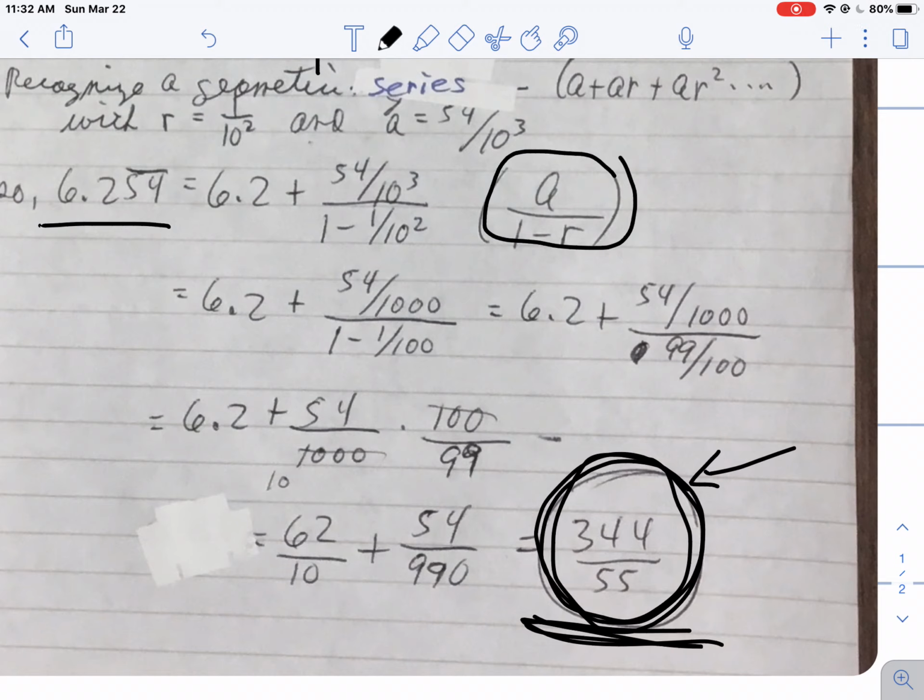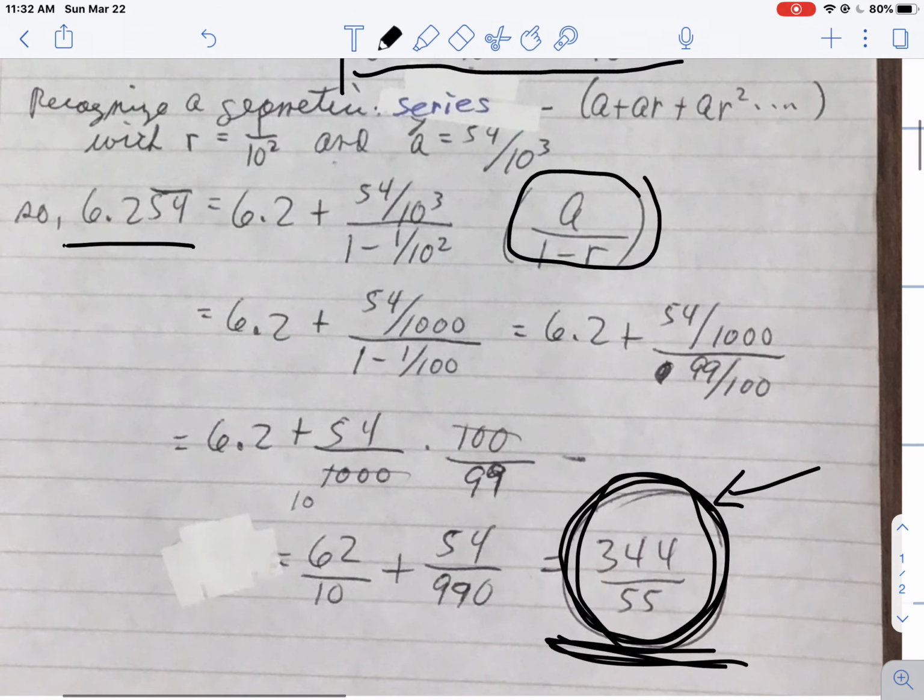This is always a good test question. I'll give you one of these come test time, where I'll give you a repeating decimal and ask you to convert it to a fraction. Okay? All right, well, that's that section. That is section 11.2. So I'll see you in the next section.